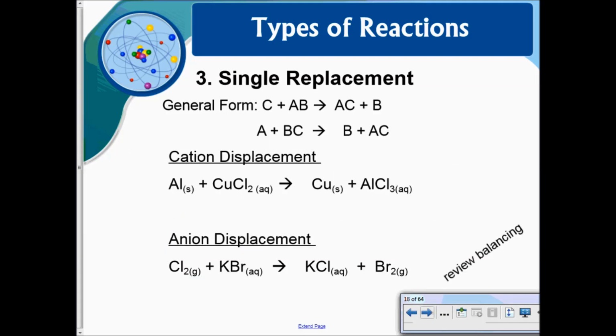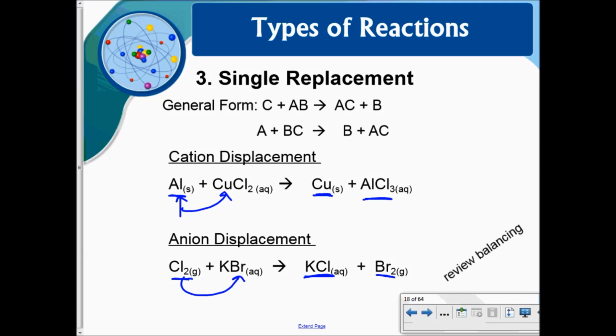So you could have a cation displacement, which you can recognize because this is a metal, it forms a cation. It's going to replace the copper, and so you still get an element and you still get a compound. An anion displacement is when you have an anion here and it's going to displace the anion. You still end up with a compound and an element.